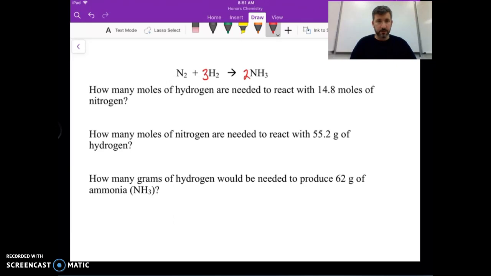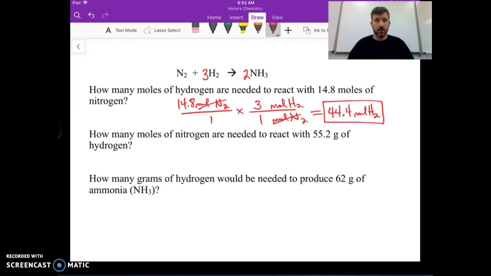All right, so let's answer the first question. How many moles of hydrogen are needed to react with 14.8 moles of nitrogen? You should already know whether you got this right or wrong because you answered the question, but it's basically 14.8 times 3, because there are 3 moles of hydrogen for every 1 mole of nitrogen. So I get 44.4.